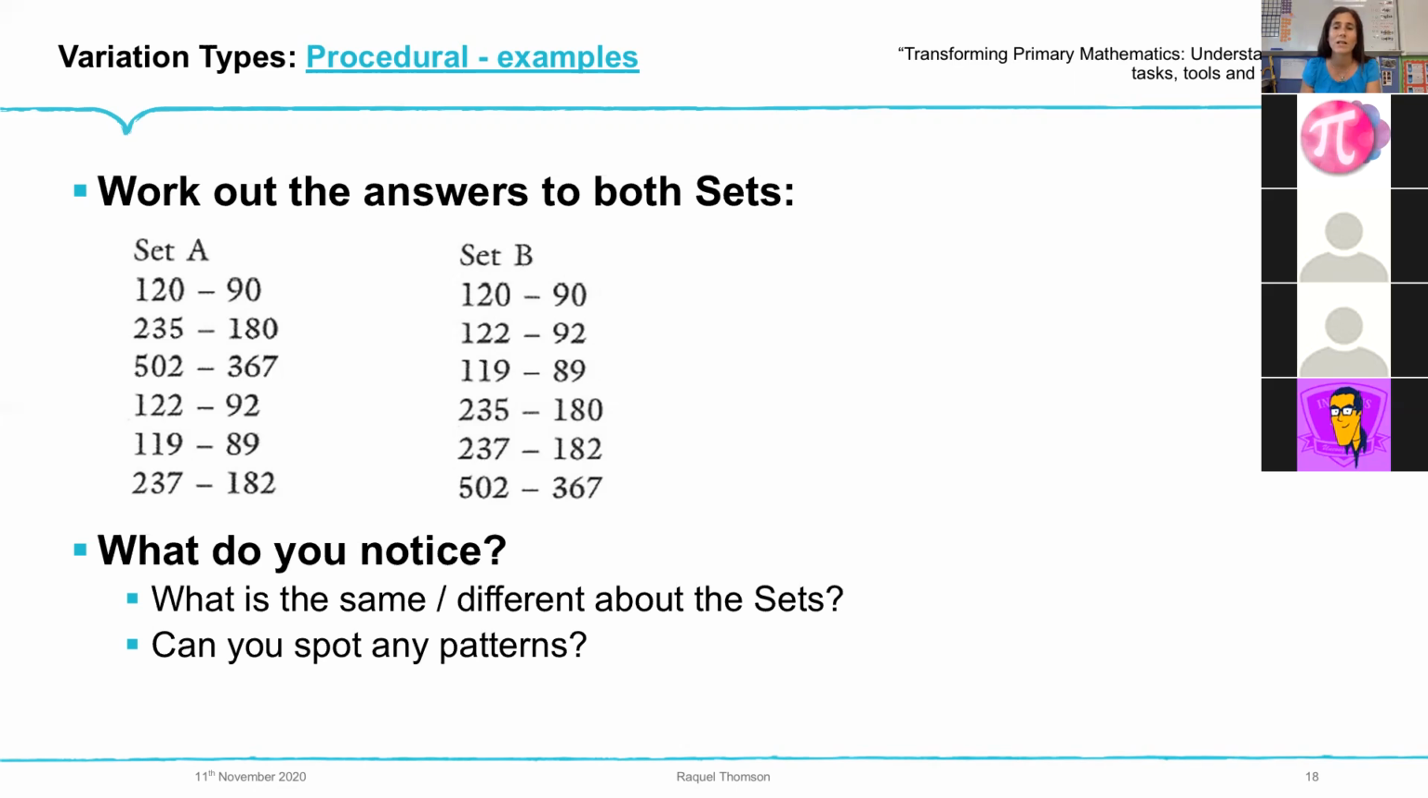We will do a little example together on Miro board again, based on this. Has anyone noticed anything yet? Same calculations in each set, though the order is different. So in set B, those are grouped according to the numbers involved, which helps us to use the previous answers and our reasoning. That's exactly it, Louise.